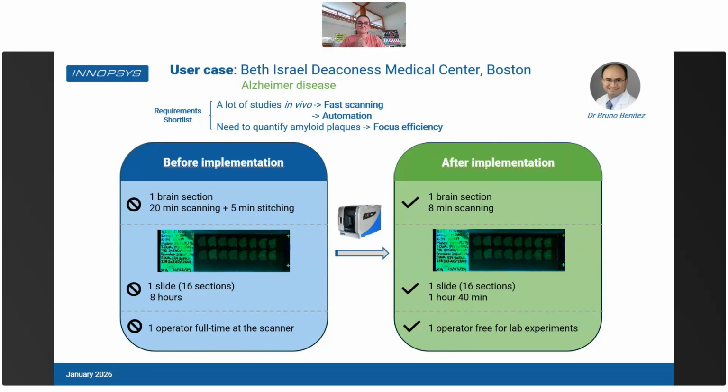So this research lab was really able to accelerate all the scanning for their brain samples and to have a robust analysis because of the quality of the intensity.